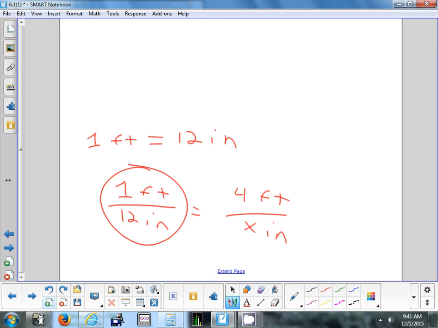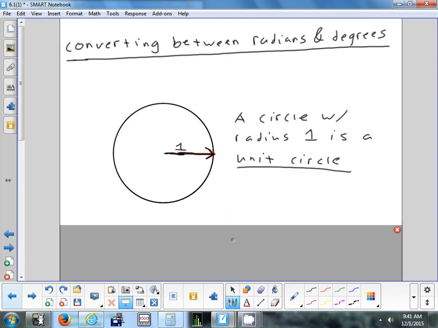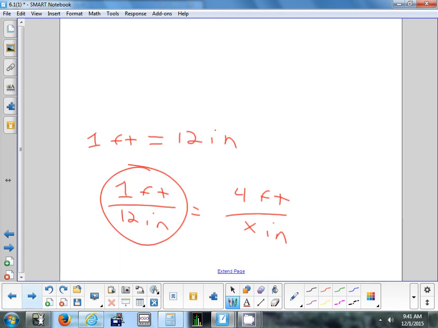Okay? You've got to have something you already know that's true to find out things you don't know. Right? So we're going to try to do the same thing here. We're not going to come up with something between feet and inches. We're going to try to come up with a connection between size of arc and size of angle in radians. And once we can get that connection between two things, we can use it to figure out other things we don't know.